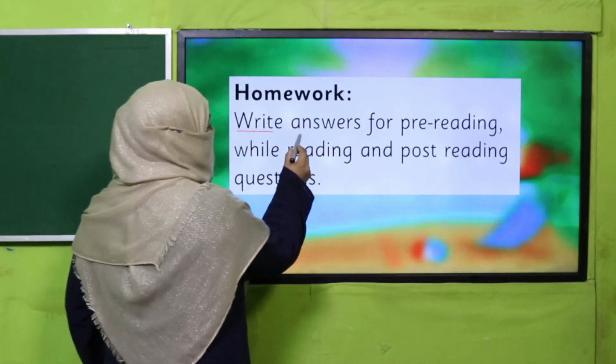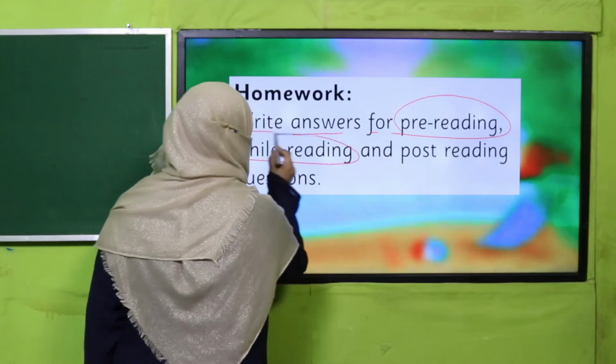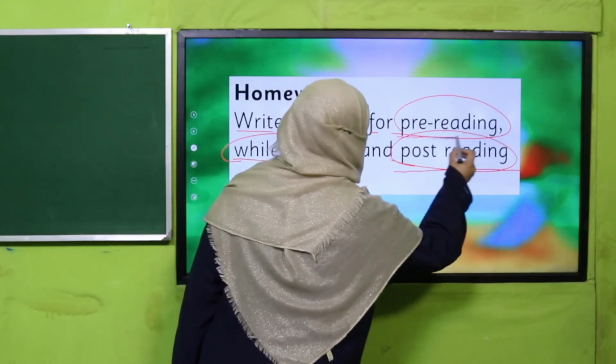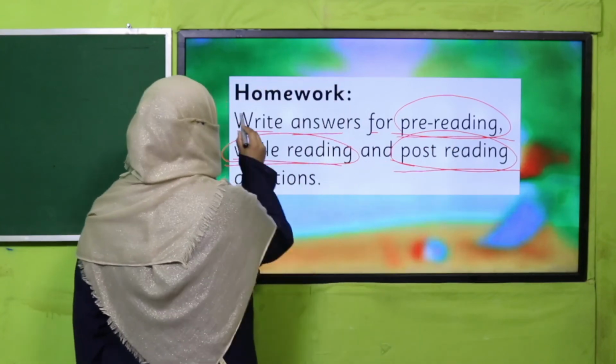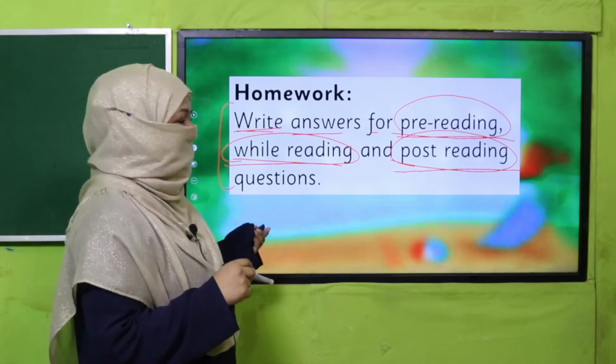You will write answers for pre-reading, while reading, and post-reading. So there are all types of questions in your text, and you will write their answers. Why do I want you to write? Because while writing, you will analyze these questions as well.